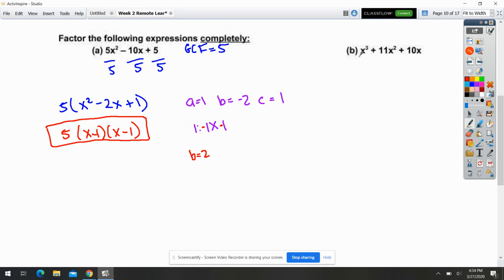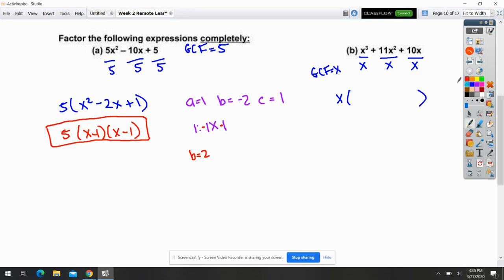If you look here, the terms have no coefficients in common. But what they have in common is that they all contain an x. So x to the third has 3 x's, this has 2, and 10x has 1 x. So what I can do is take 1 x out of each. So that would be my GCF. Okay, so my GCF here is x. So I'm going to leave the x on the outside.